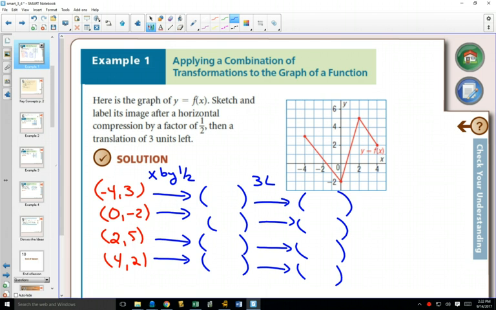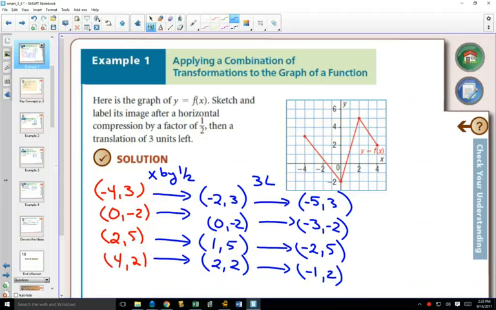And so if we multiply x by 1/2, we'll have -2, 3, 0, -2, 1, 5, and 2, 2. And then moving it 3 to the left, negative 5, comma 3, negative 3, negative 2, negative 2, comma 5, and negative 1, comma 2. Plugging those points in.